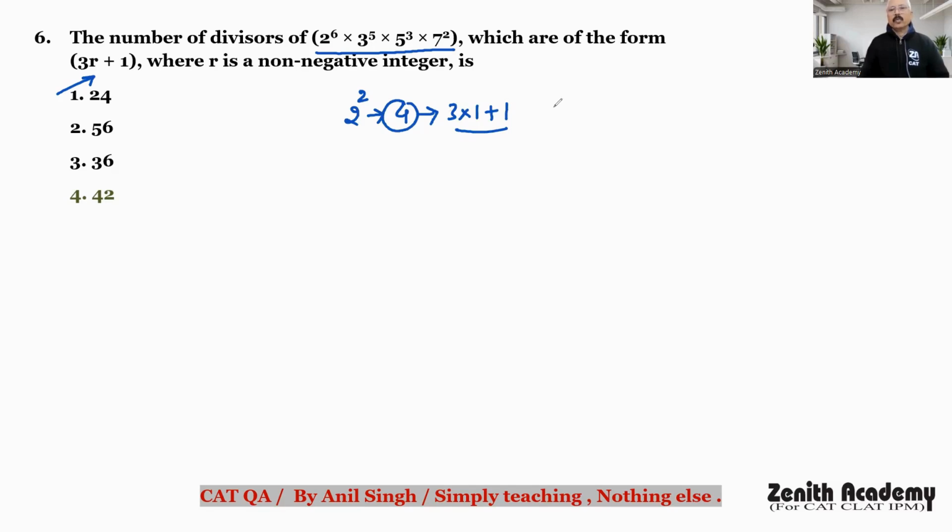Like 4, or you can take 64. If you divide it by 3, the remainder will be 1. Or 25. If you divide it by 3, the remainder will be 1. Or it can be written as 3r plus 1.